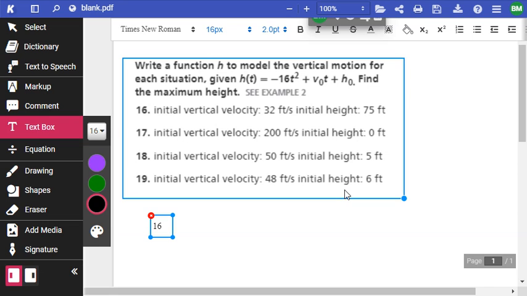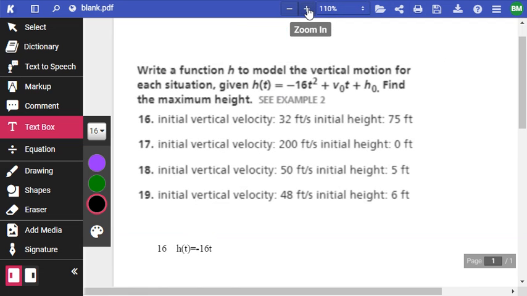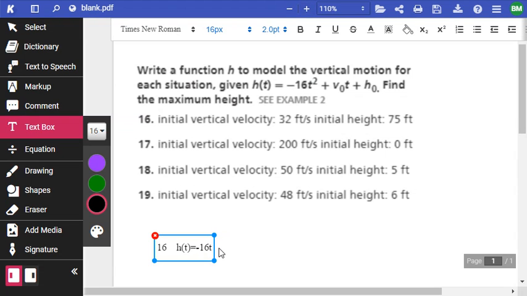Okay, and we're going to do h(t) equals, now it says my initial velocity is 32 feet. So we're still going to start with negative 16t squared. Got to make sure we're doing that. Minus my initial velocity, which is 32t, plus the initial height, which is 75.